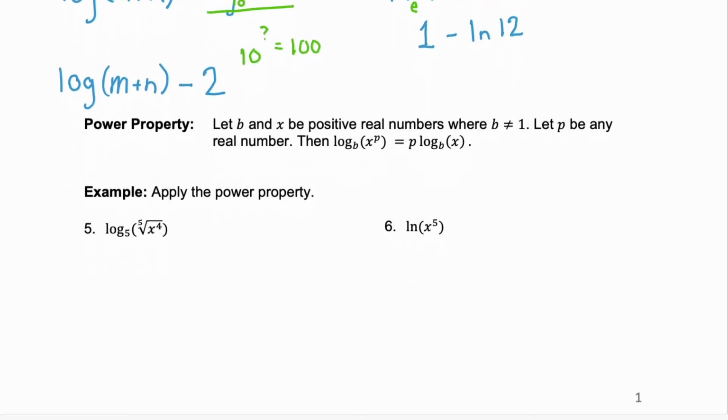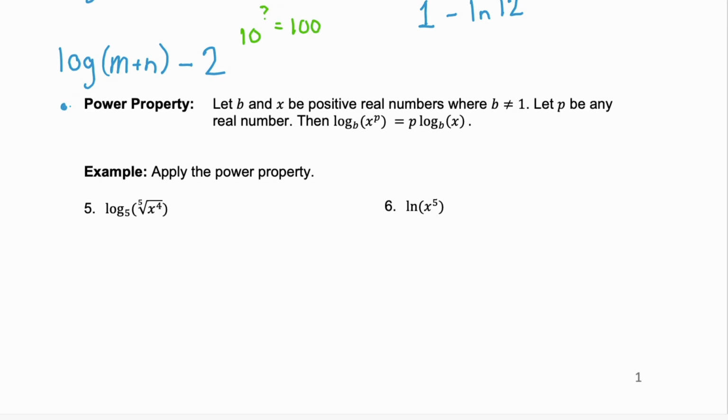Our next property is the power property. Again, b and x are positive real numbers, and b is not 1. And p, which is our exponent, can be any real number. If you have an argument raised to a power, so here our argument is x to the power of p, the power property says you can take that exponent, p, and multiply it by the log of just the base of that exponent. Let's look at our examples.